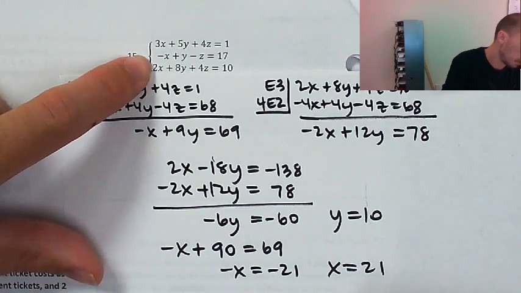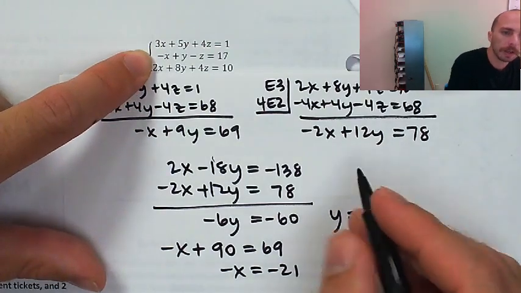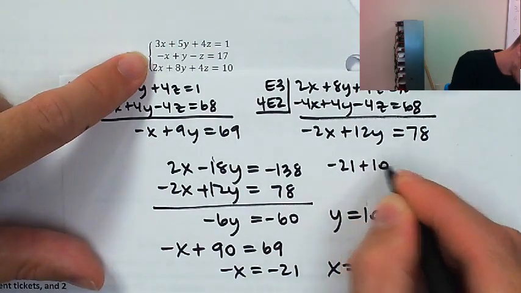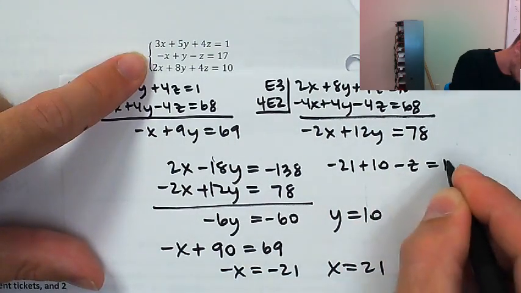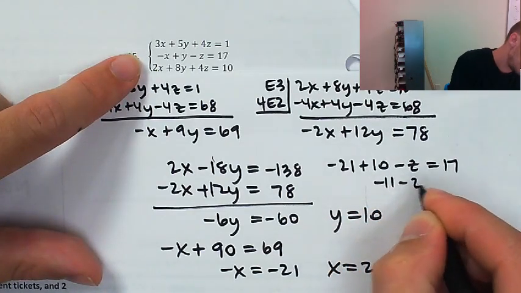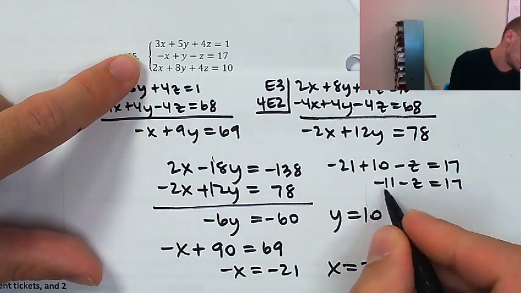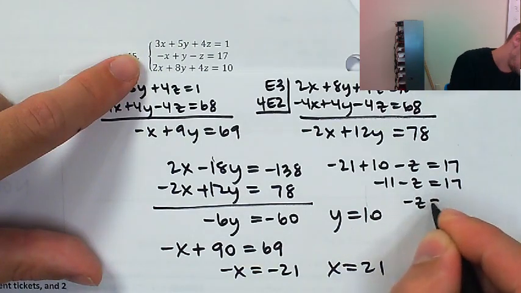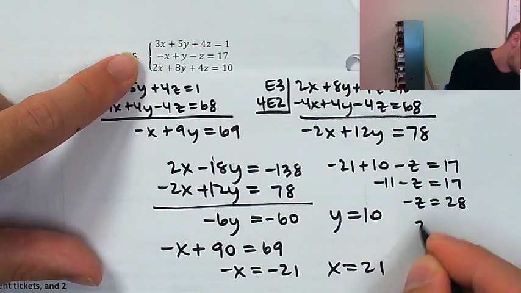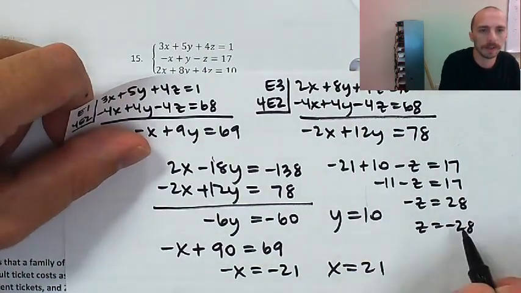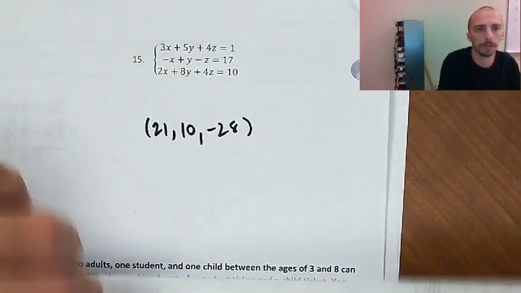And then we'll go all the way back to the easiest looking middle one up here. So negative x plus y minus z equals 17. That's negative 21 plus 10, which is negative 11, minus z equals 17. So I need to add 11. So negative z equals 28. So I think z is negative 28. And let's just check our solution. 21, 10, negative 28. Yep, that's what we've got.